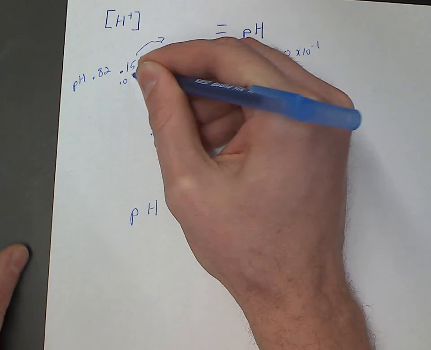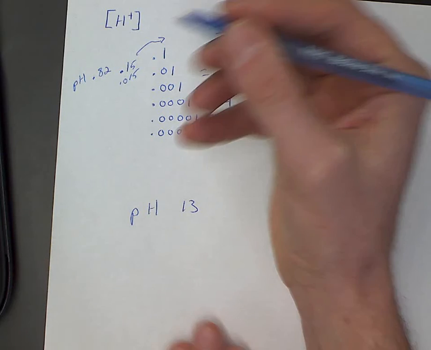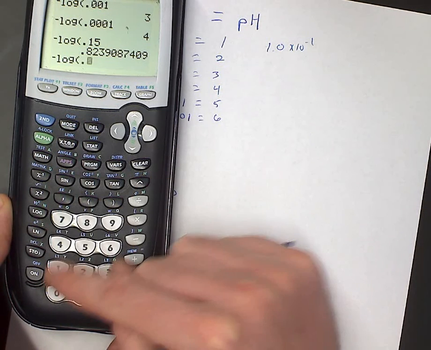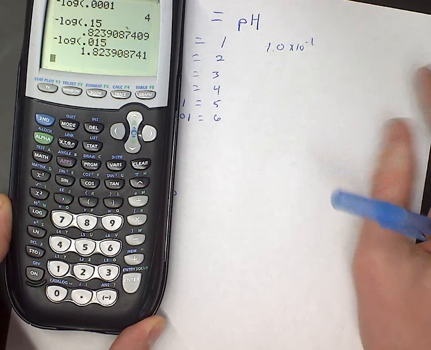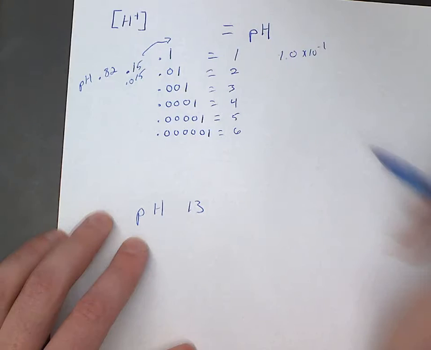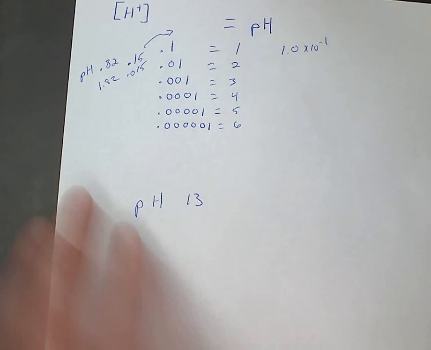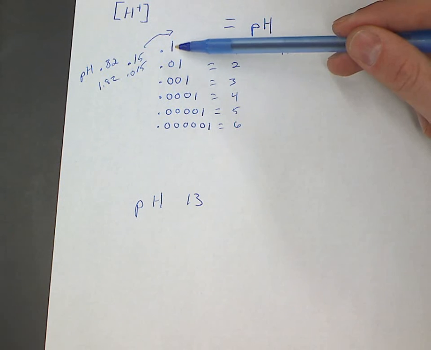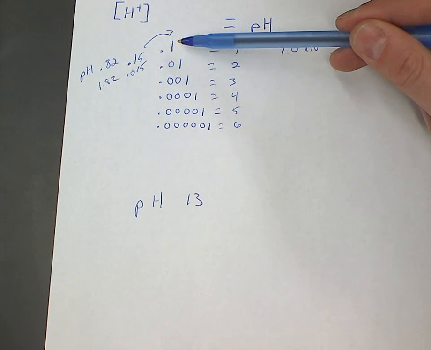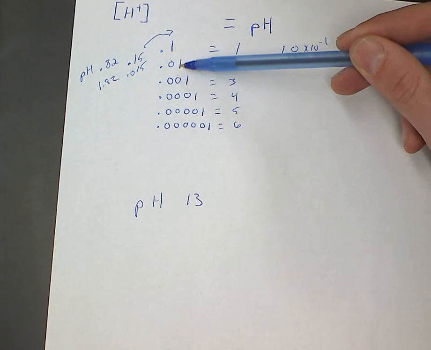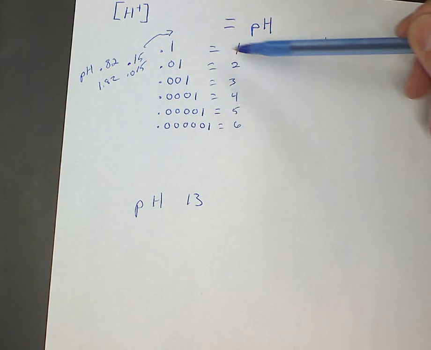Let's see. Negative log of 0.015 gives me a pH of 1.82. If we're a little bit stronger in concentration than 0.1, we're going to be between 1 and 2. If we're lower than 0.001, we'll also be in that same range.